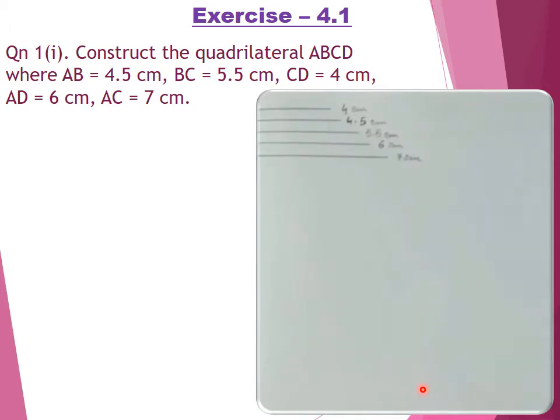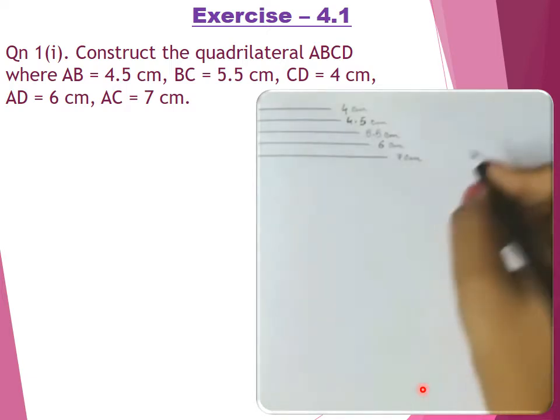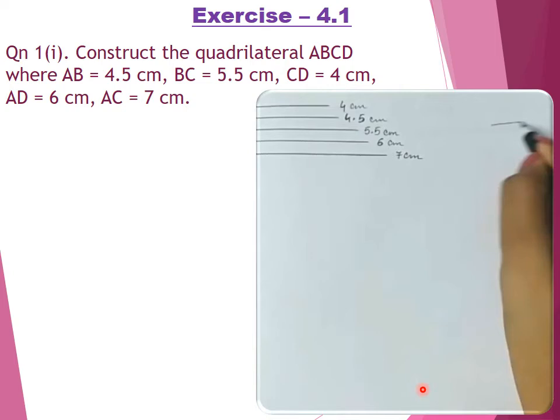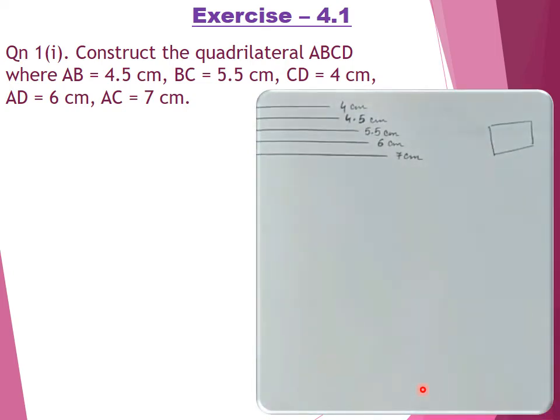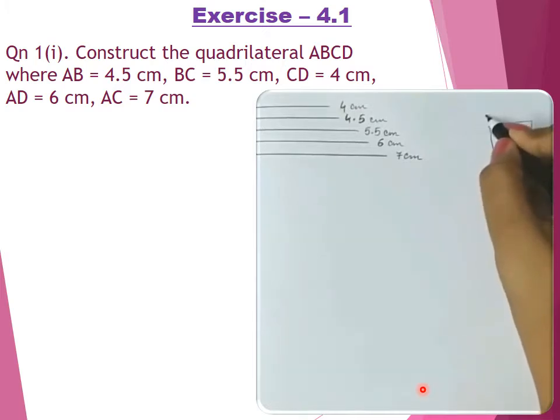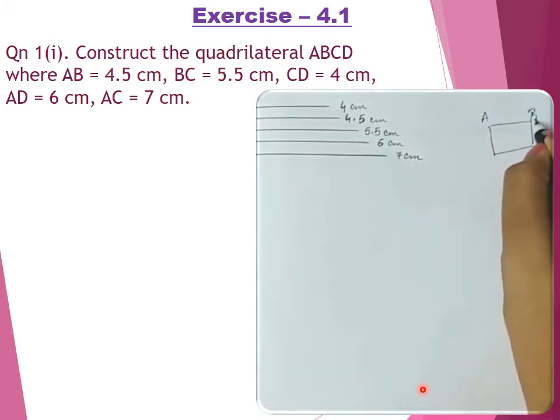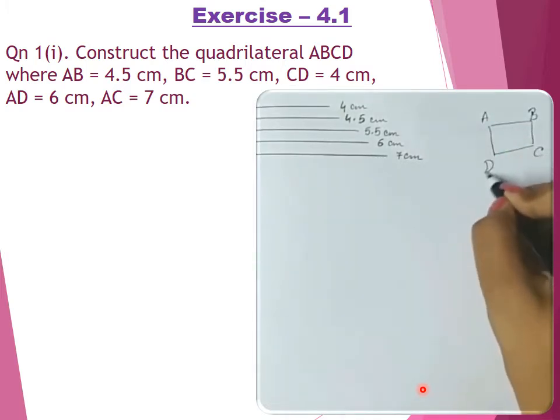Before we start constructing, let us draw a rough diagram of the quadrilateral. So let us consider we'll have a quadrilateral like so. It is not a rectangle but any quadrilateral. Let us name it as A, B, C and D.